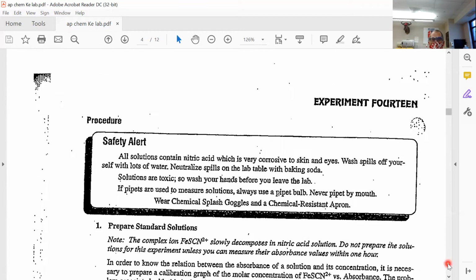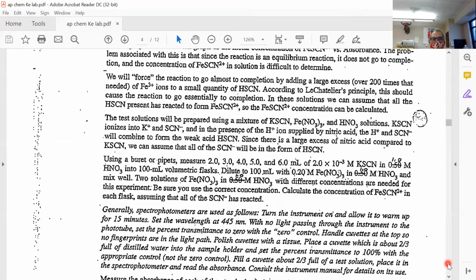Okay, so that is a lot. Now, what they have been doing today is essentially this big piece right here, using a burette or pipettes to measure 2, 3, 4, 5, and 6 milliliters of KSCN, and then adding it to the FeNO3 solution. So we'll come over and take a look at their setup. I'm going to stop my share and come over.